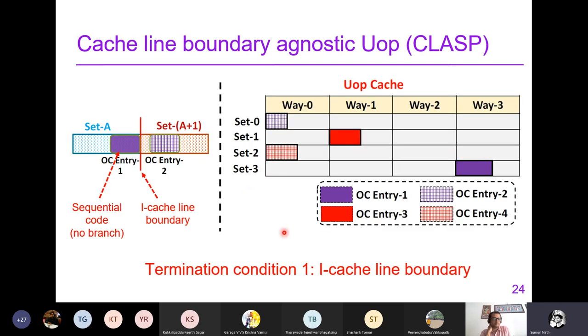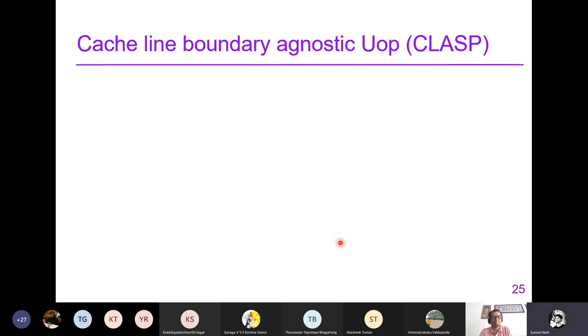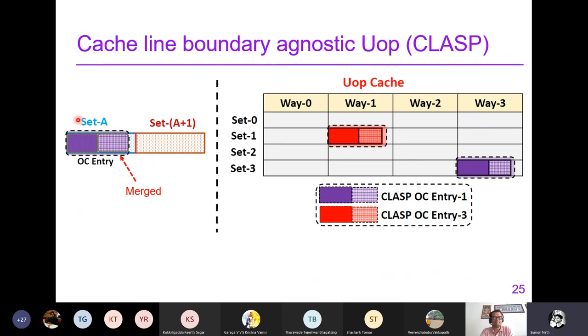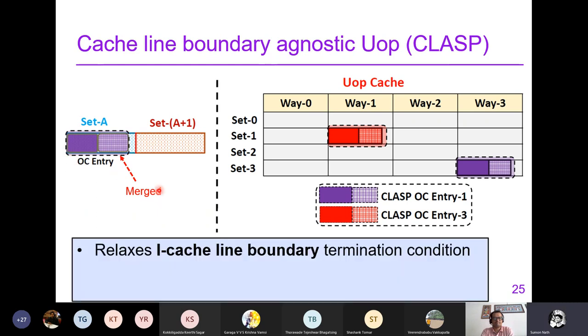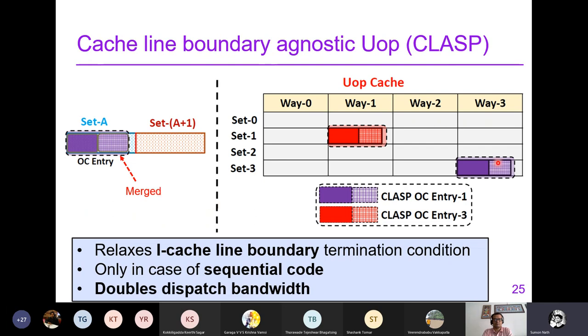So this is the first solution proposed. Just to reiterate the problem, the first termination condition is the iCache line boundary. This red block is just another example of fragmentation due to this termination condition. What this class tries to do is merge these two MuOp cache entries into one MuOp cache entry, and it does this by relaxing the iCache line boundary termination condition. It only does it in the case of sequential code, in order to simplify the invalidation logic. And when two entries are merged into a single entry, the dispatch bandwidth is also doubled, because instead of one, we send two micro-op cache entries to the backend.